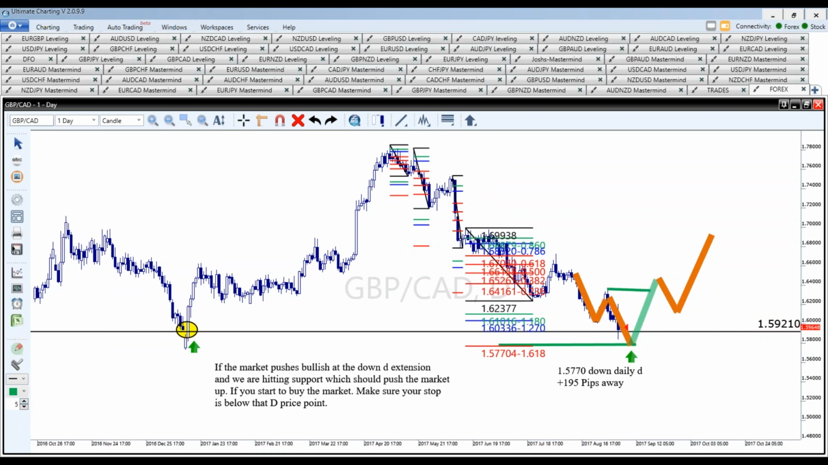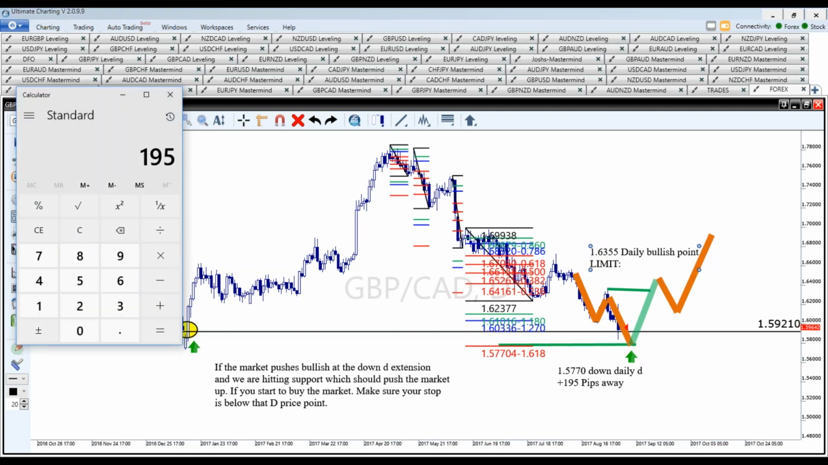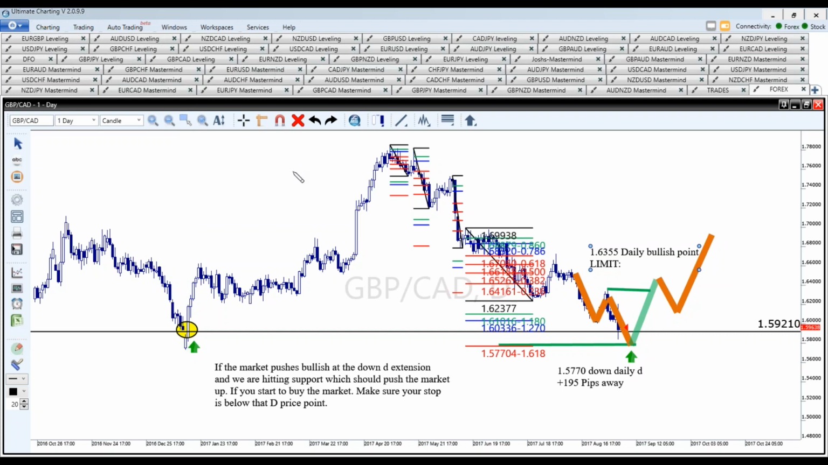That price point will be, let's go ahead and give you that price point, 1.6355. 1.6355 is going to be the daily bullish point. That will be the limit. 6355 minus 5964 is 391 pips. 391 pips away.